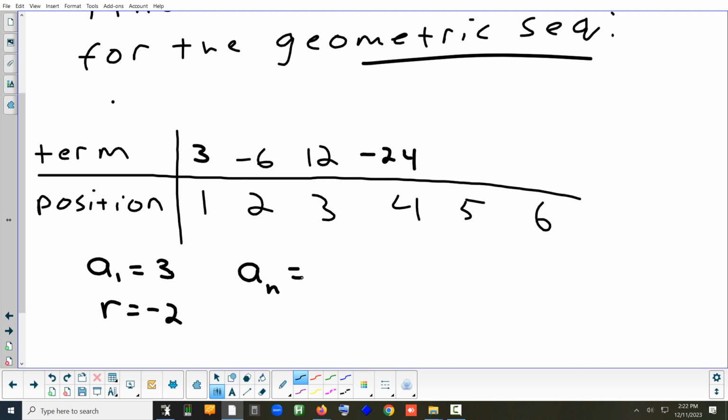You don't have to fill it in. Just tell me what the pattern is for a geometric sequence. A1 times R to the n minus 1. Okay. What's A1 here? 3. Times -2. You can't simplify that. Don't write -6. That doesn't work at all. Just leave it as 3 times -2 to the n minus 1.